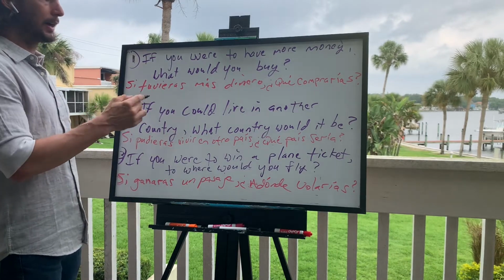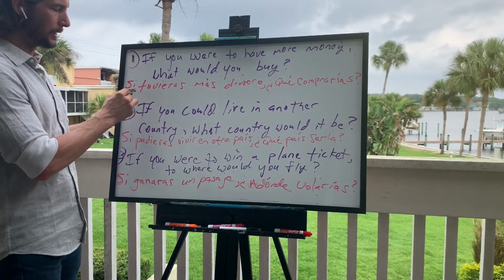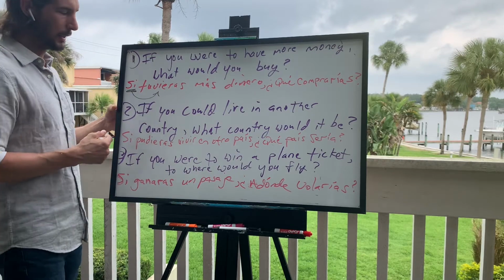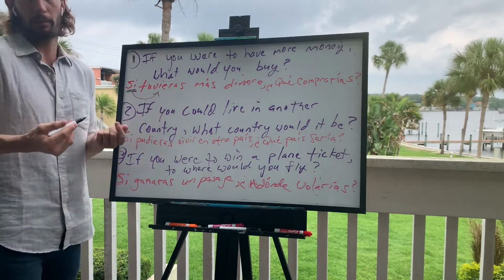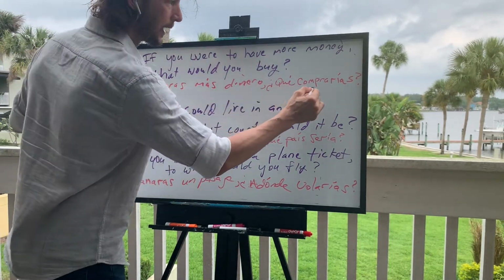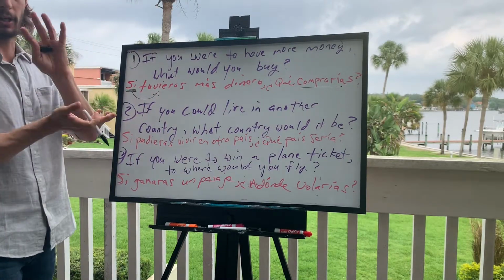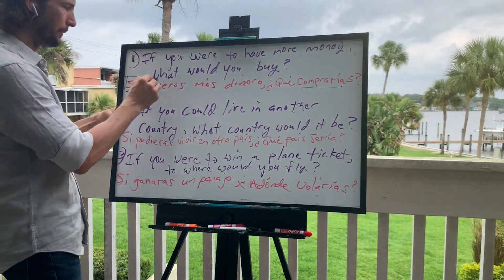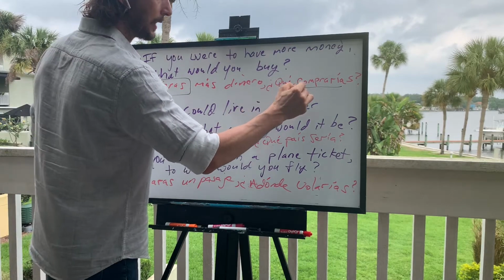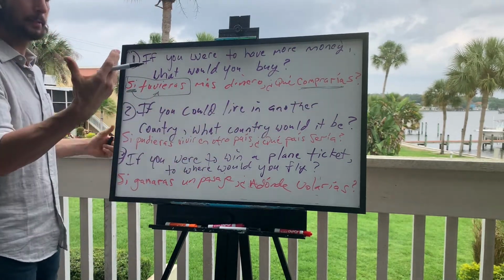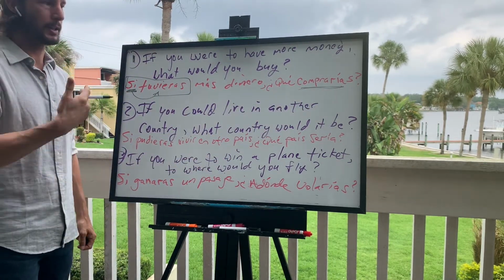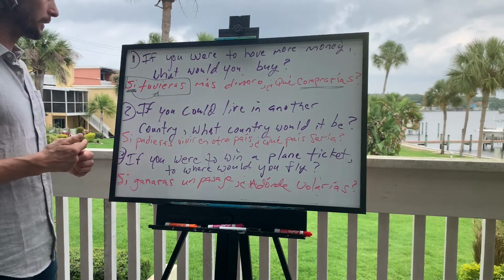And so again, what you'll see is the if, or the si, is going to be paired with the past subjunctive, or imperfect subjunctive. And of course you can change these around, but these will always be paired together. And then the rest of the hypothetical is going to be using the conditional tense. So you can see that over there. So let's take a look at these.